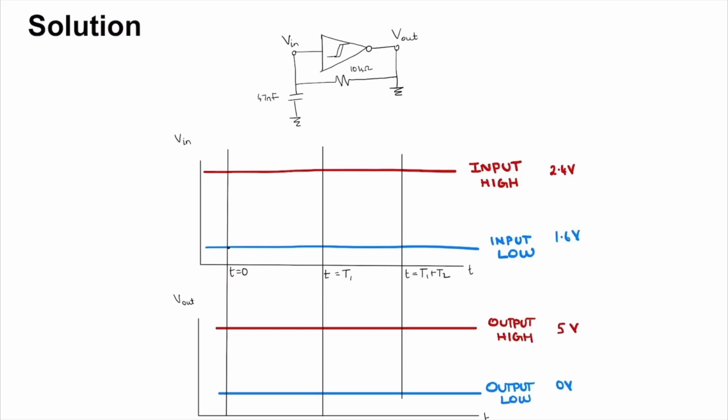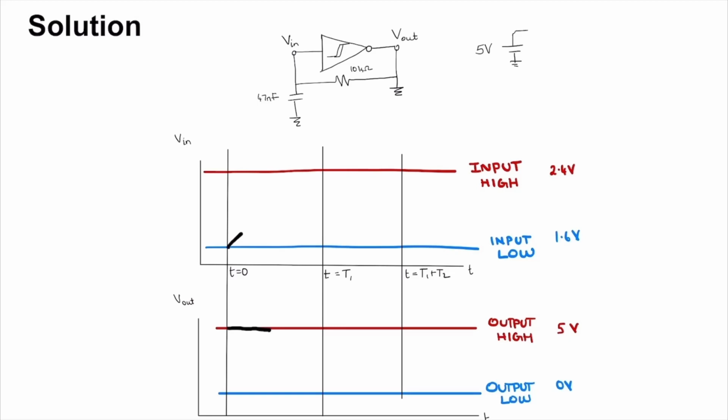Let's assume that the input Vin has just had a crossing event. That is, we are at t equal to 0 and Vin is at input low, which the problem says is 1.6 volt. So for this crossing event, the output will be at output high. The equivalent circuit is that the Schmidt trigger is outputting an output high, which the problem says is 5 volt.